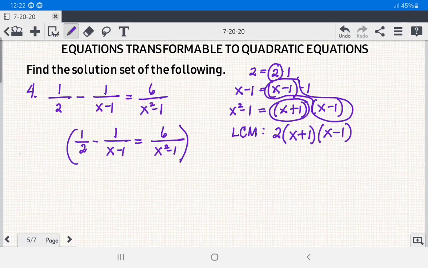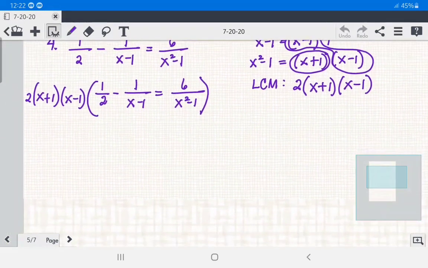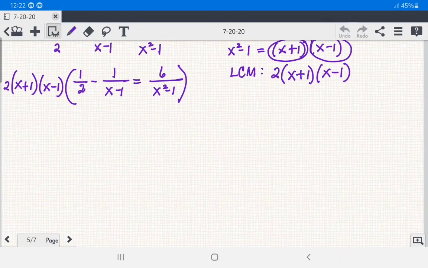Multiply this by the LCM, 2 times x plus 1 times x minus 1. So let us now multiply. We have 2 times x plus 1 times x minus 1 times 1 divided by 2. So we're going to cancel 2. We have only x plus 1 and then x minus 1.